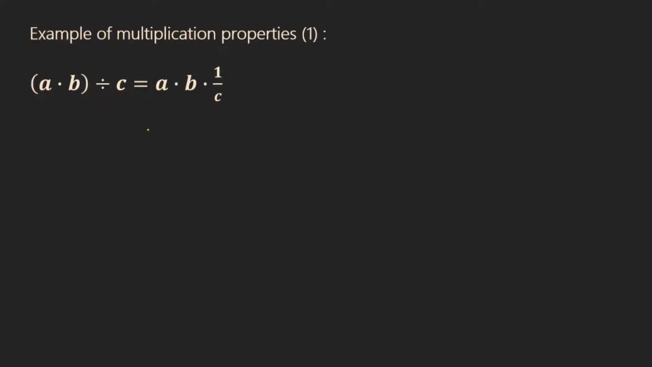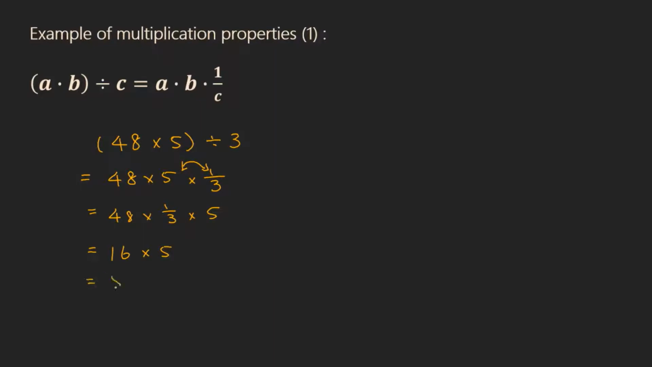So let's take a look at a few review examples. In this first one, we're going to use the commutative property. We're going to do that by removing this division and turning it into multiplication. So let's say we use 48 times 5 divided by 3. This becomes 48 times 5 times 1 over 3. Now it's all multiplication. We're going to use the commutative property by switching the order of these two terms. So it becomes 48 times 1 over 3 times 5. And this is 16 times 5, which gives the answer 80.